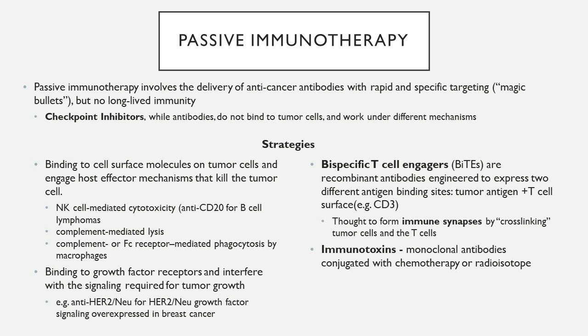Lastly, there's a way of targeting immunotoxins in a much more specific way by the use of antibodies. So this would rely on conjugating certain chemotherapy or radioisotope drugs to monoclonal antibodies that are specific to neoantigens. And that way we can deliver those chemotherapeutics in a much more direct and targeted fashion.